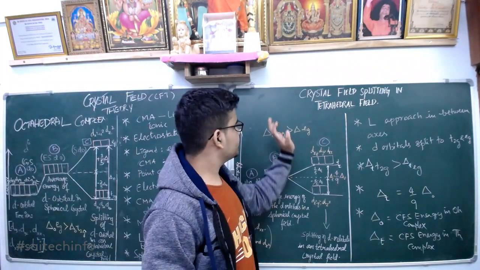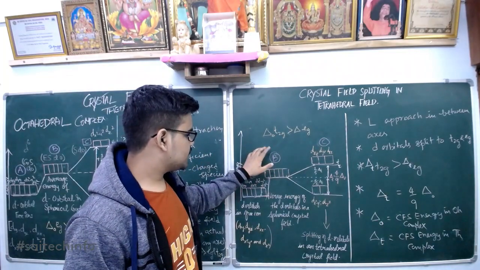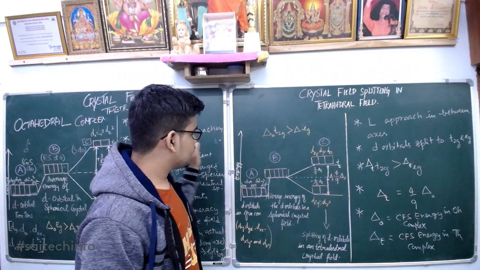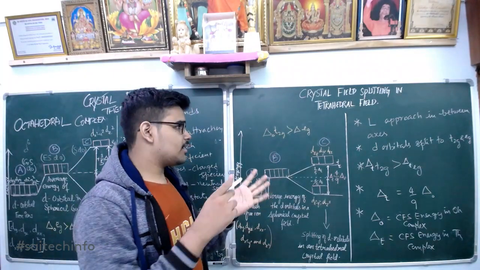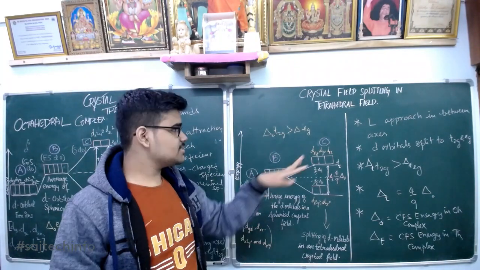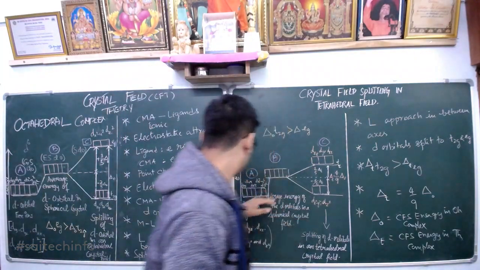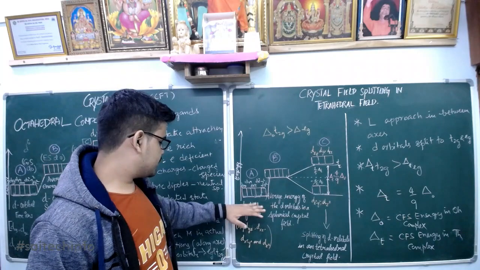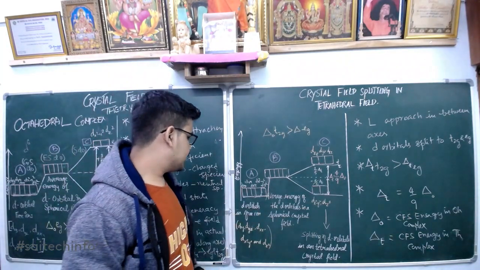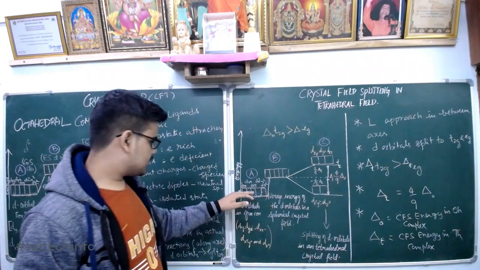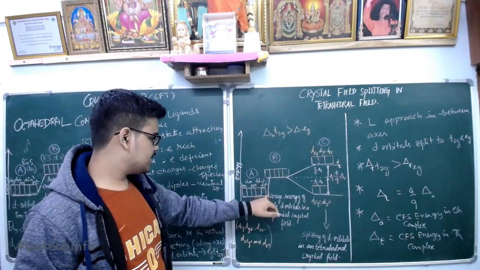Now coming on to crystal field splitting in a tetrahedral field. The difference between crystal field theory in octahedral and tetrahedral complexes is that the ligand approaches in between the axes in tetrahedral splitting. First, the degenerate d orbitals are in the ground state. The d orbitals are dxy, dyz, dxz, dx square minus y square and dz square.